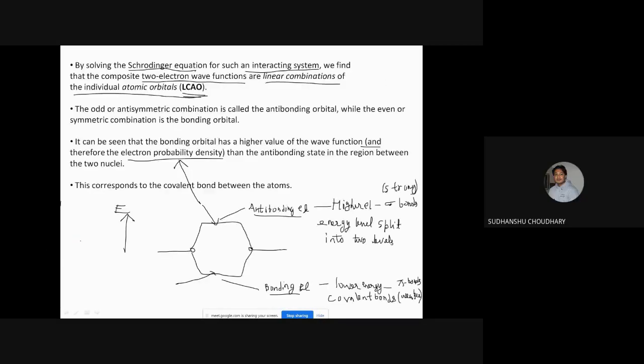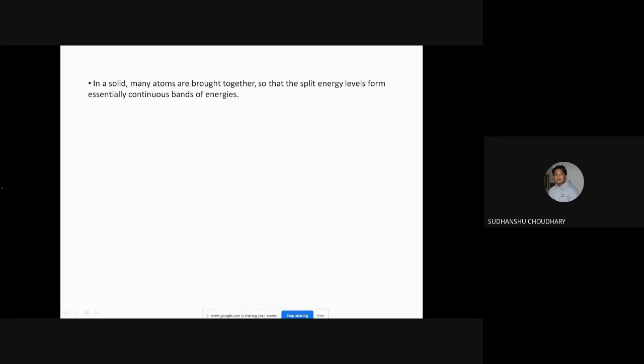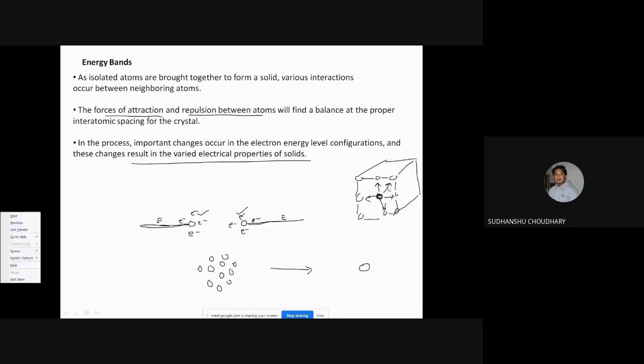So, sir, this was about just two atoms, right? Now in a solid, you will find that there are many atoms. As I had already discussed, a solid means you have many atoms in the XYZ direction, right?